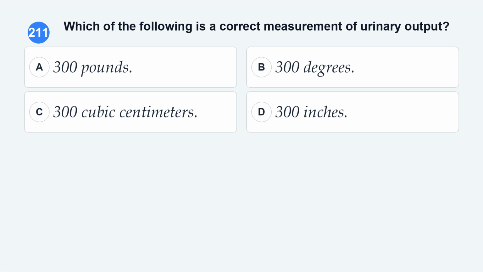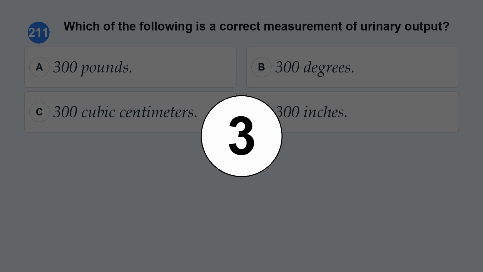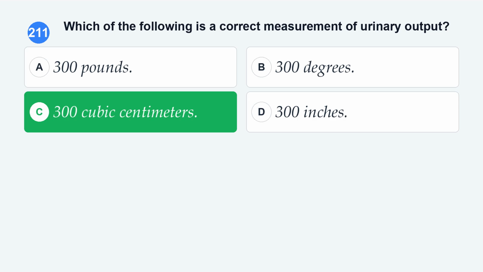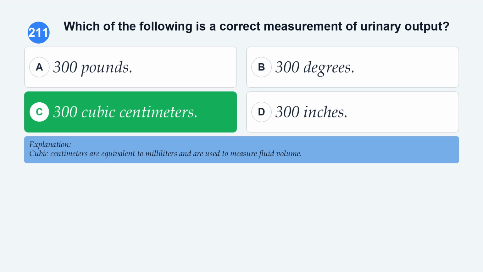Question 211. Which of the following is a correct measurement of urinary output? Option A, 300 pounds. Option B, 300 degrees. Option C, 300 cubic centimeters. Option D, 300 inches. The correct answer is option C, 300 cubic centimeters. Explanation. Cubic centimeters are equivalent to milliliters and are used to measure fluid volume.